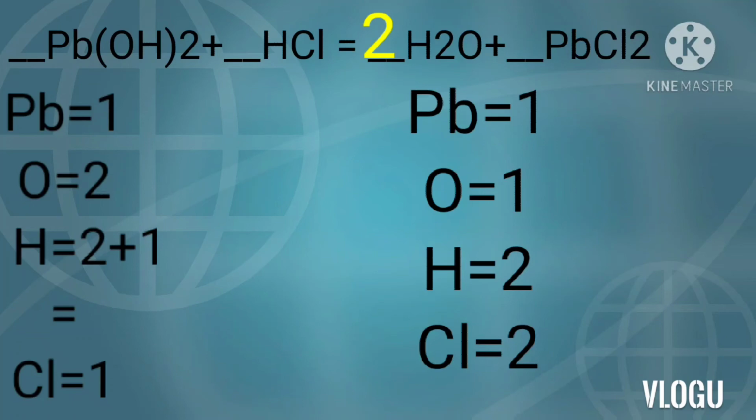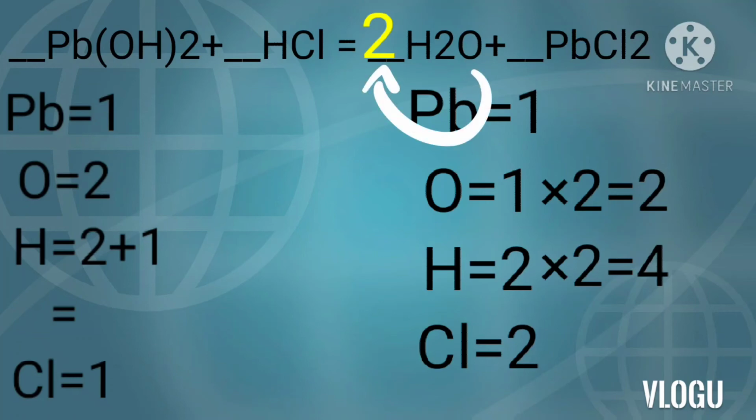So let's start with oxygen because we have 2 and 1. So let's put 2 before the H2O and multiply oxygen 1 times 2 equals 2. Also with hydrogen 2 times 2 equals 4. Now we got 1, 2, 4, 2. Meaning to say we have to fix hydrogen on the left.